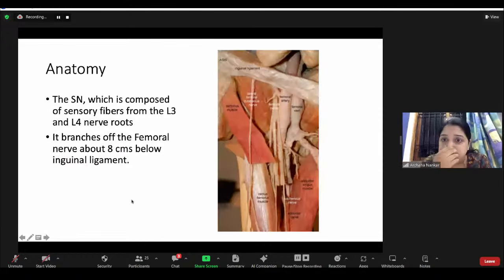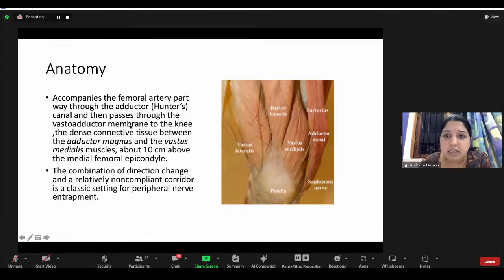Coming to the anatomy of the saphenous nerve, it again comes from the L3, L4 nerve roots. It branches off the femoral nerve approximately 8 centimeters below the inguinal ligament. After that, it accompanies the femoral artery through the adductor canal, that is the Hunter's canal, and it passes through the vastoadductor membrane to the knee. What is the vastoadductor membrane? It is a membrane formed between the adductor magnus muscle and the vastus medialis muscle. And here you can see the saphenous nerve coursing through the adductor canal. This is the saphenous nerve.